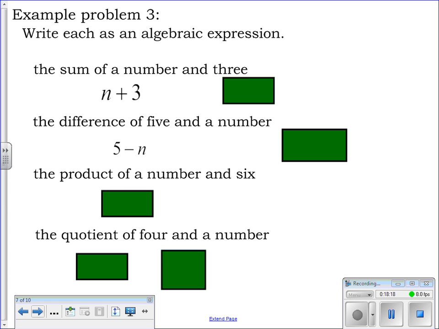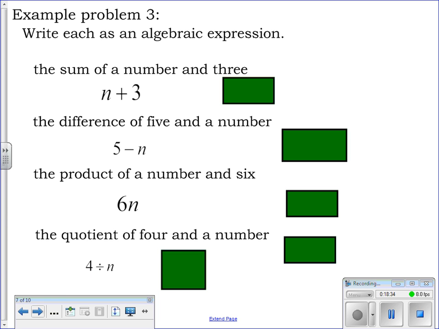Okay, product, order doesn't matter. Multiplying, you just slap them together. 6n. Quotient of 4 in a number, so division order does matter. So it's 4 divided by n. You can write it like this, but more accurately for what we would be doing in here, you would write it as 4 over n as a fraction. And order does matter with division. Questions on this page?